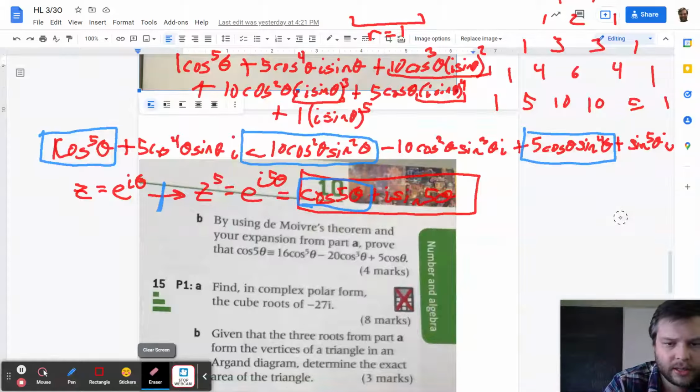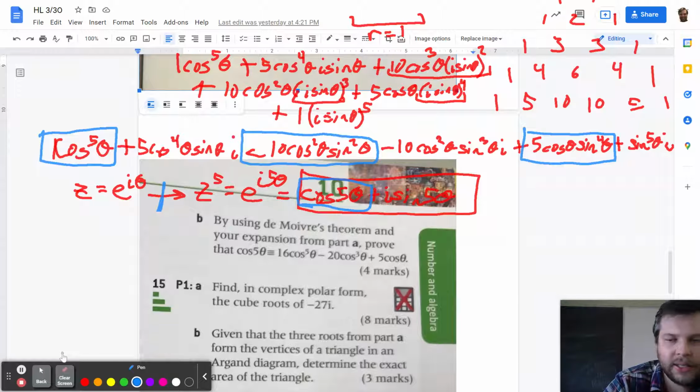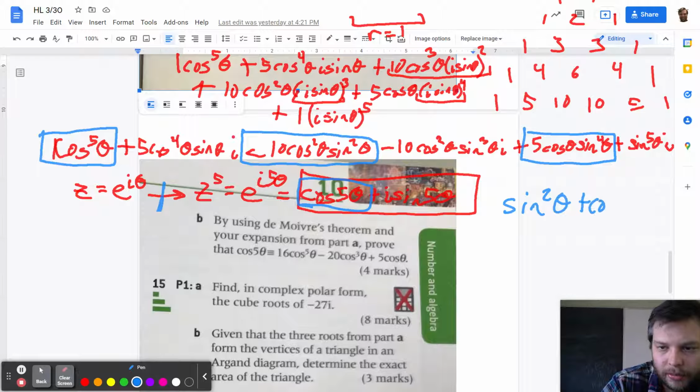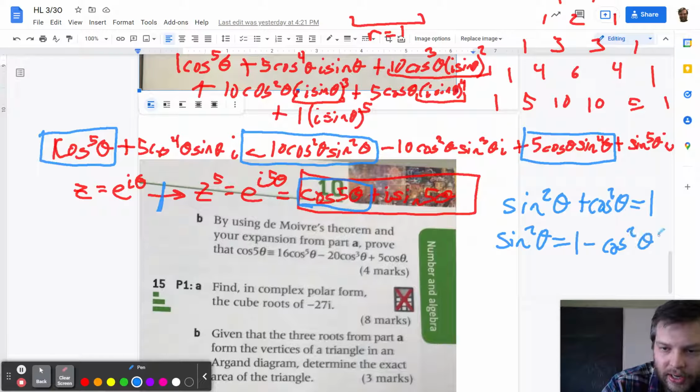Cosine of 5 theta should equal that. So somehow I need to get rid of my sines here. Okay, that's good. That works. So all I need to use then is the idea that for any angle theta, sine squared theta plus cosine squared theta is going to equal 1. In other words, whenever I see a sine squared theta, I can replace it with 1 minus cosine squared theta.